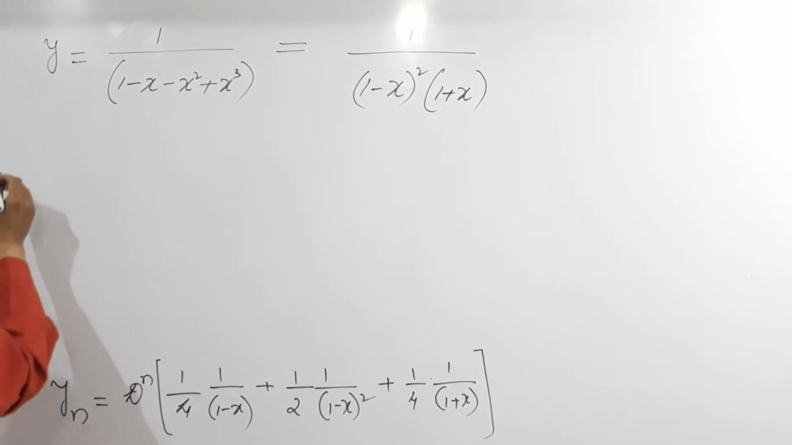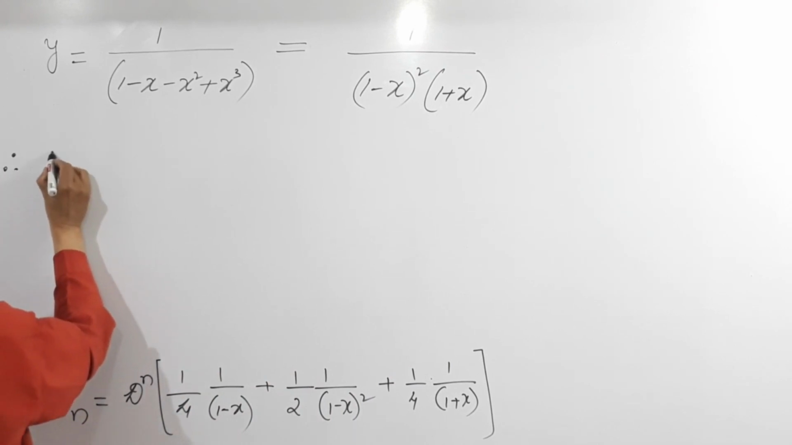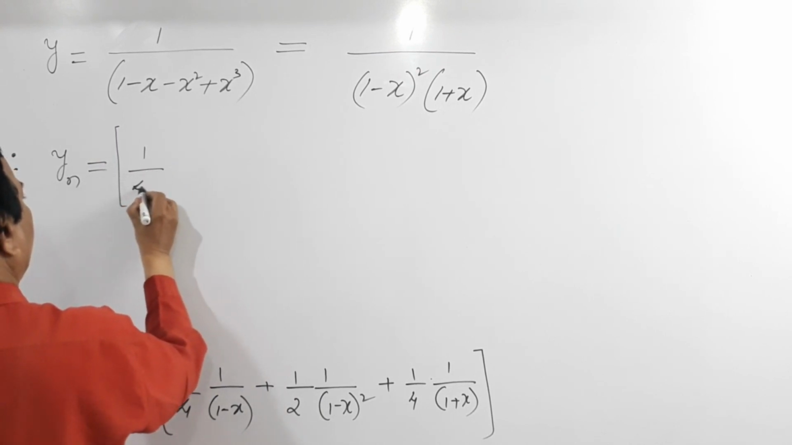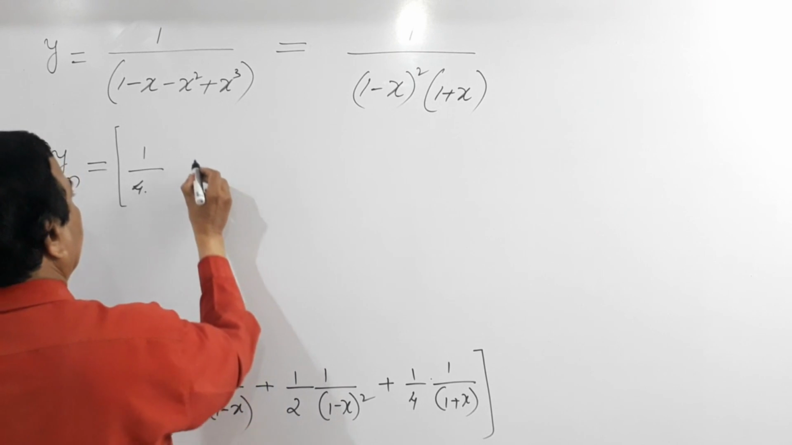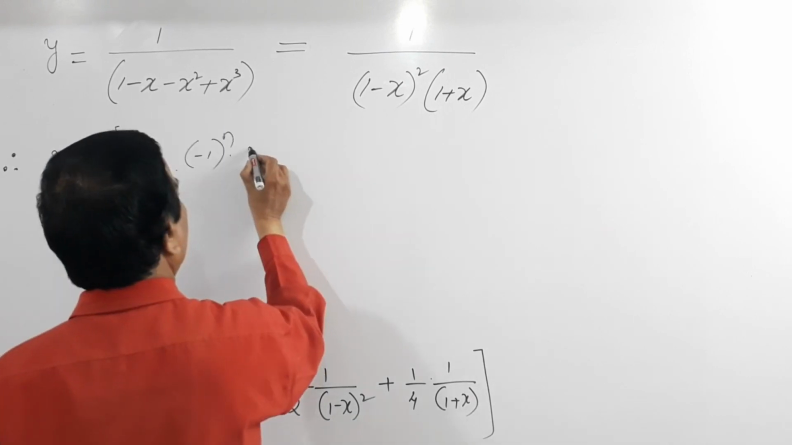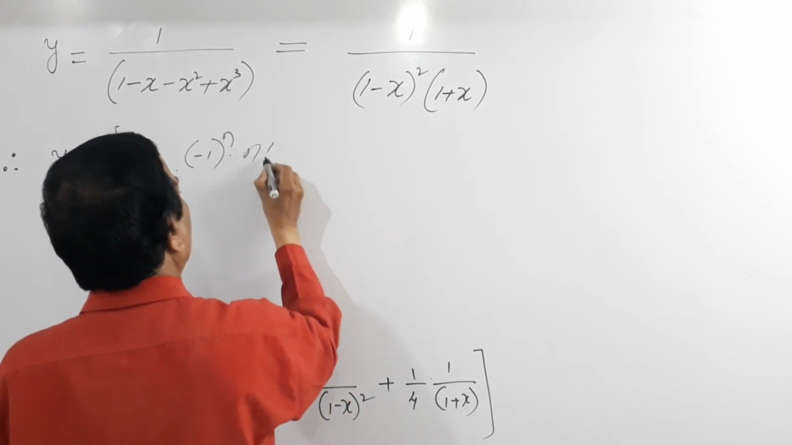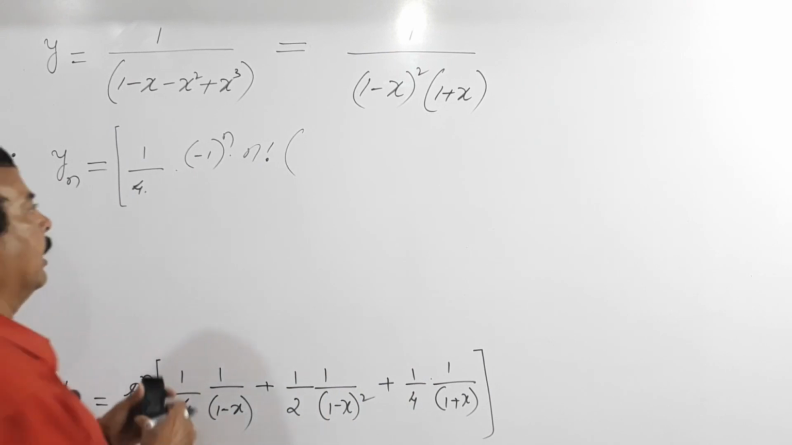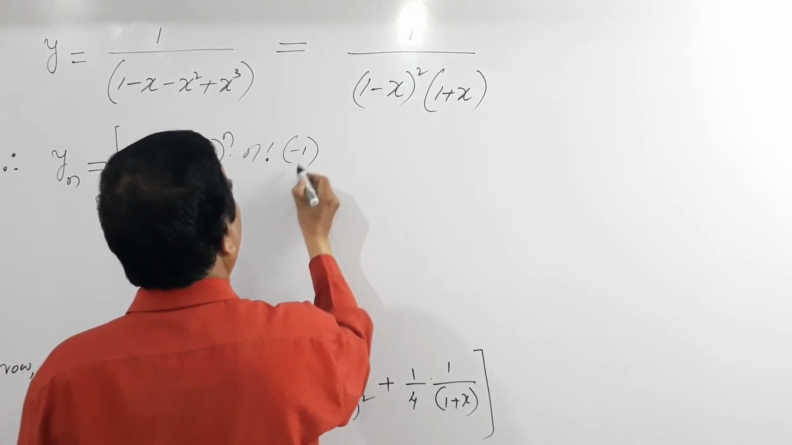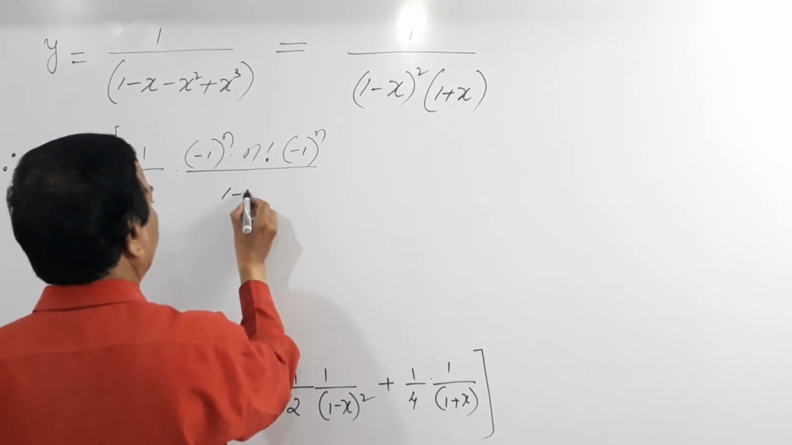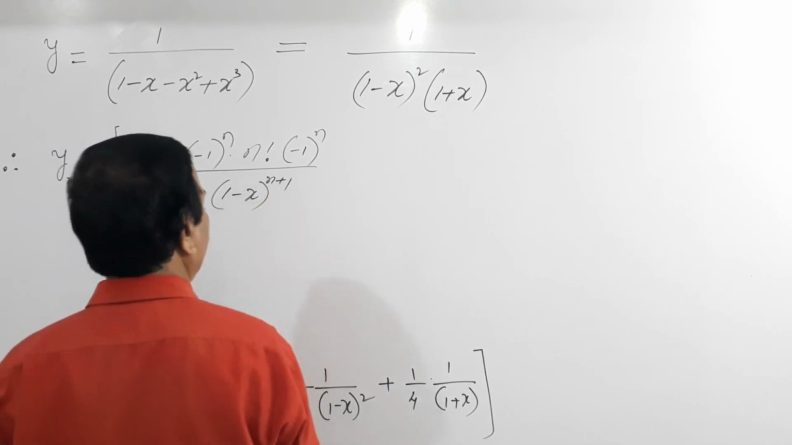So now, therefore, y_n will be what? This will be 1 by 4 into (minus 1) to the power of n, n factorial, into the coefficient of x, which is minus 1, so into (minus 1) to the power of n, divided by (1 minus x) to the power of n plus 1.